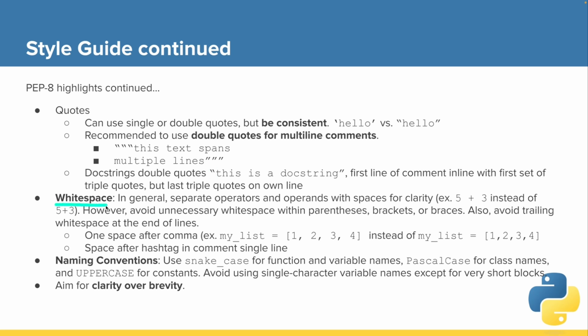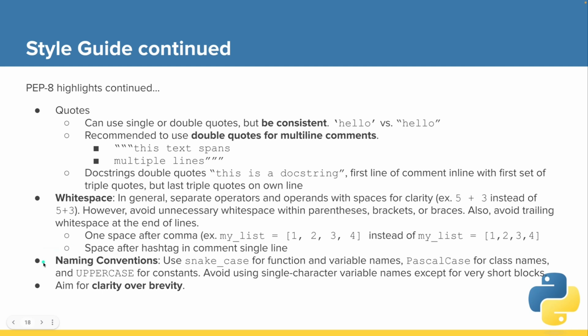White space is good to use for clarity to separate operators and operands. For example, 5 space plus space 3 instead of 5 plus 3. But avoid white space in between, like between the parentheses and the 3, or between a bracket and a character. And avoid trailing white space at the end of lines. Also, 1 space after a comma is recommended. This is a space character here instead of no spaces. So keep that in mind. Space after the hashtag in a single-line comment.